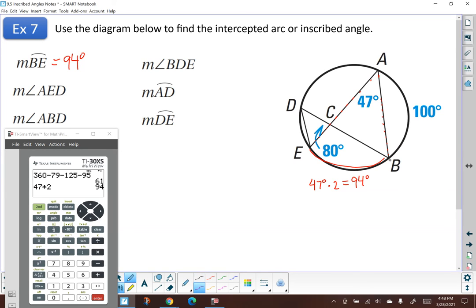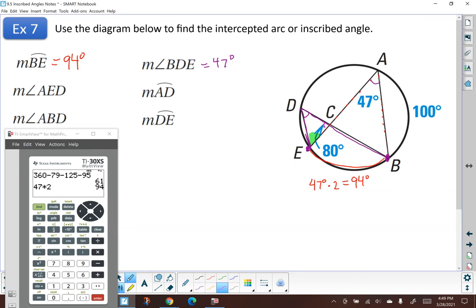BDE. BDE is this angle, and you notice that it also intercepts that same arc. So it actually has to be the same angle as angle A. So that's also 47 degrees. Okay, the next one we need to find is AED. So starting at A, going to E, and then up to D. That's this angle, and this one might take us a second to find.